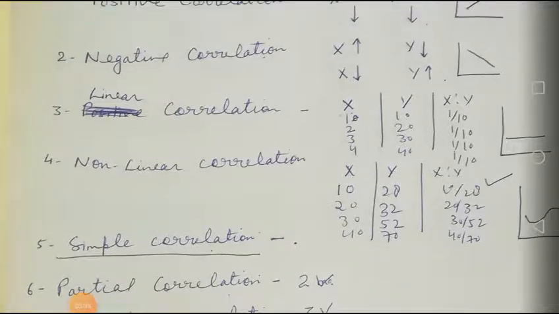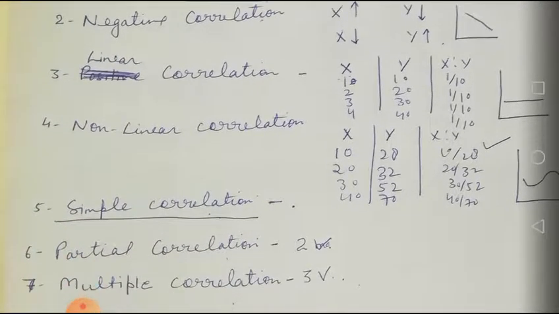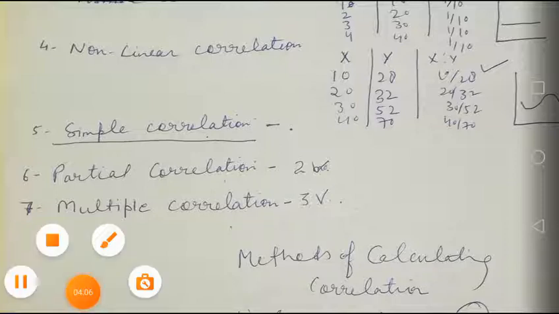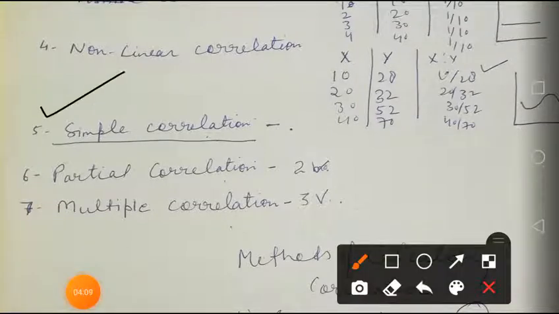So after the category of positive correlation, negative correlation, linear and non-linear, the next category is simple correlation. So what is simple correlation? It is in your syllabus in 10+1. As you can see on your screen, three types of correlation are given: simple correlation, partial correlation and multiple correlation. Under the simple correlation, there are three methods: scatter diagram, Karl Pearson's and Spearman's. These are in your syllabus, and we will discuss them later in the class.